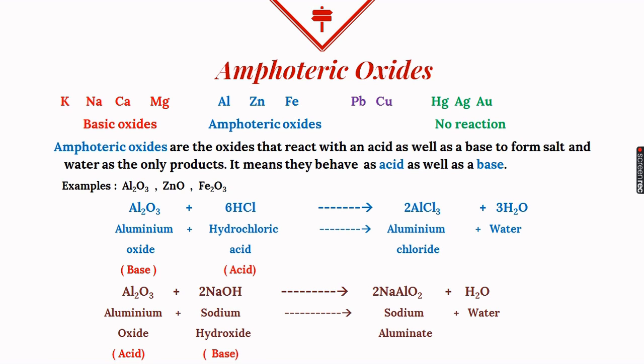With acid, it is giving aluminium chloride and water. With base, it has given sodium aluminate and water. You need to write these equations at least 4-5 times so that you can understand them better.